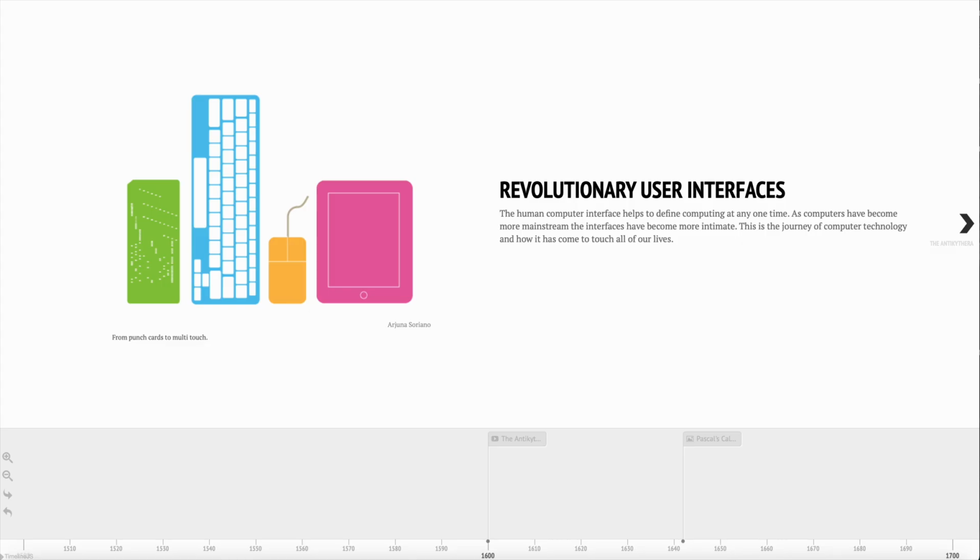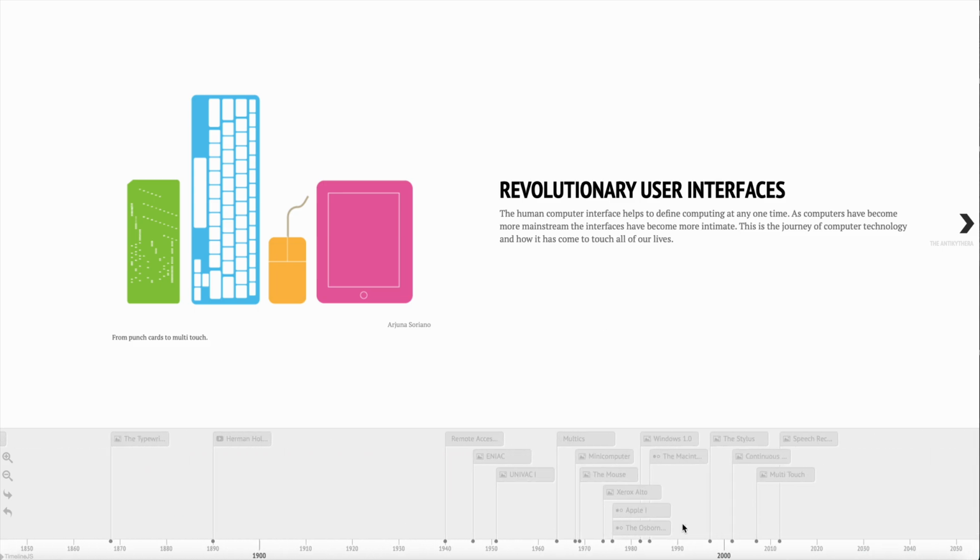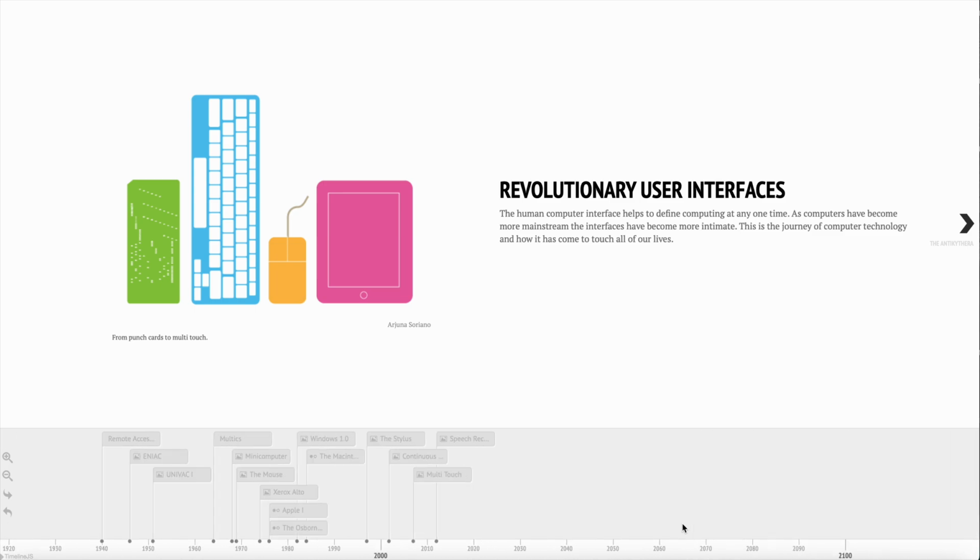This is one of the examples that TimelineJS gives us. This is their timeline of revolutionary user interfaces. This is kind of perfect for our digital public history course here. You can see that in the top portion of the screen, you're going to see text and images or some kind of multimedia. And then at the bottom part of the screen, you're going to see your timeline. So you can actually scroll across your timeline and see all the things that are in the timeline.